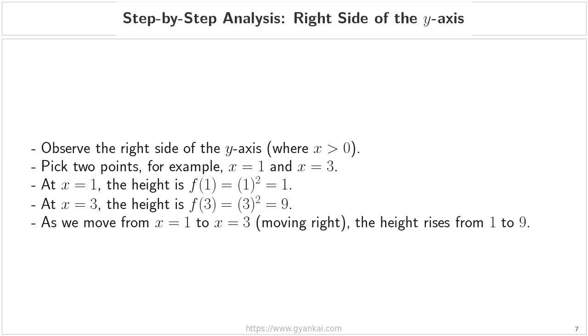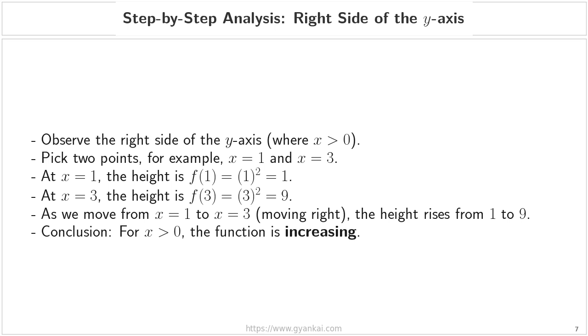Now, applying the fundamental rule we discussed earlier, always reading the graph from left to right, we observe that as we move from x equals 1 to x equals 3, the height of the graph rises from 1 up to 9. Therefore, since the y value increases as the x value increases, we can conclude that for all values where x is greater than 0, the function is increasing.